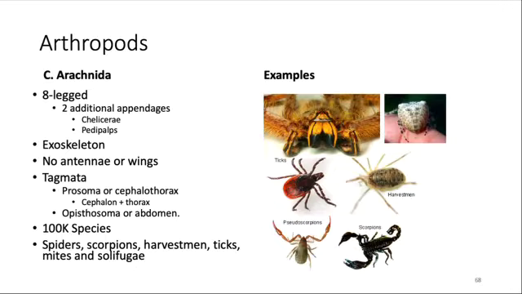They have an exoskeleton. They have no antennae or wings, but they have what we call tagmata. That is, their bodies have distinct divisions. So you have the head and the thorax and the abdomen. For the arachnids, you have the cephalothorax, and then you also have the abdomen. There are over 100,000 different species. So you have the spiders, the scorpions, and the ticks all being part of this group.